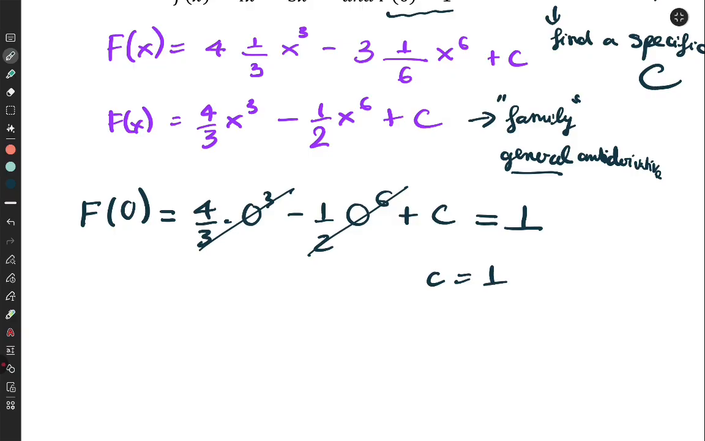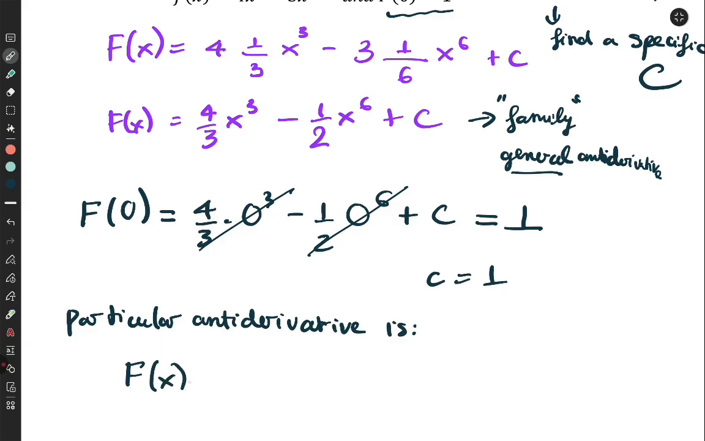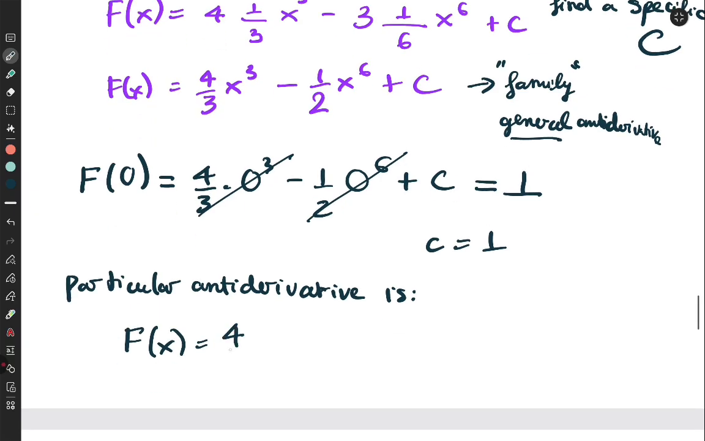So for this particular, this specific function, instead of calling it specific, that is the name, particular antiderivative is 4 over 3 x cubed minus 1 over 2 x to the 6 plus 1. Okay.